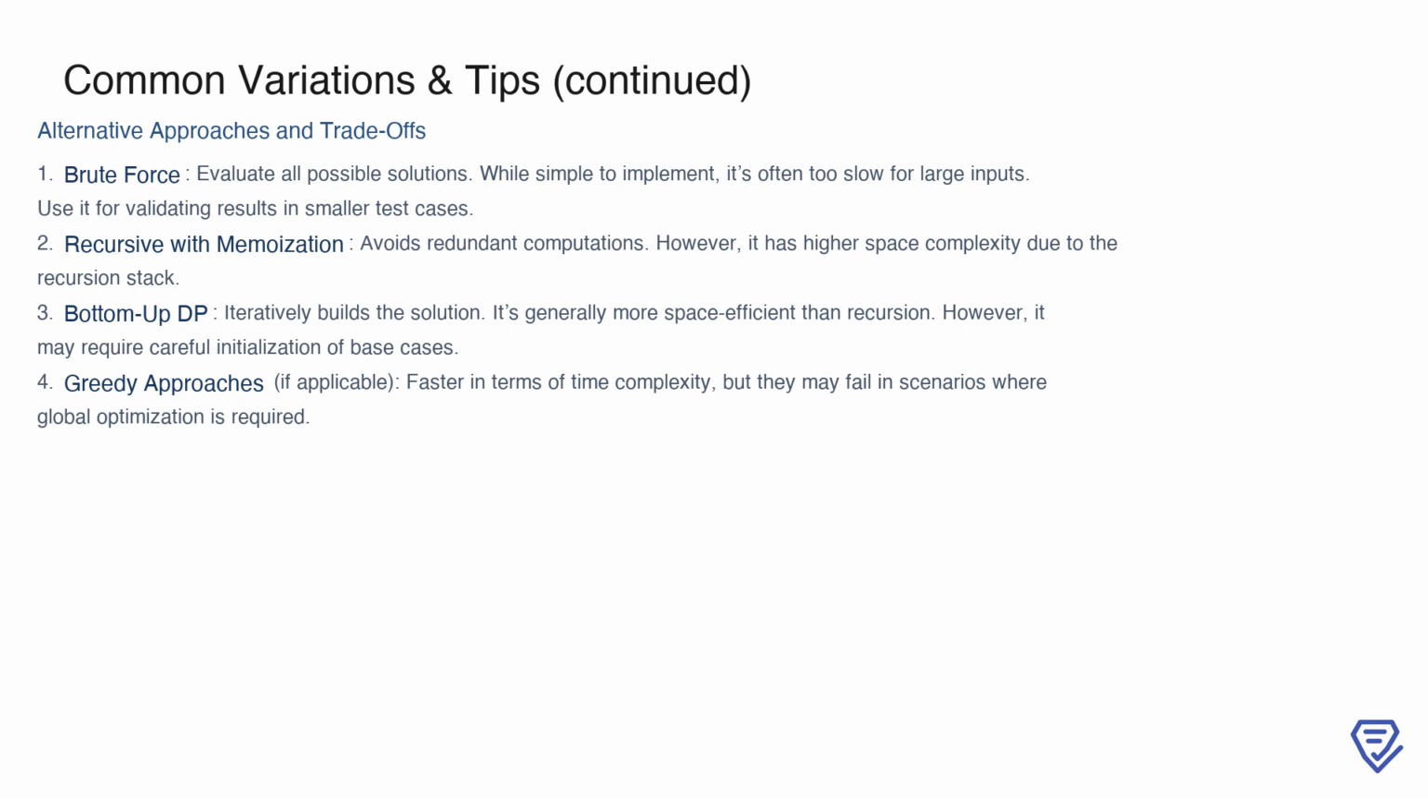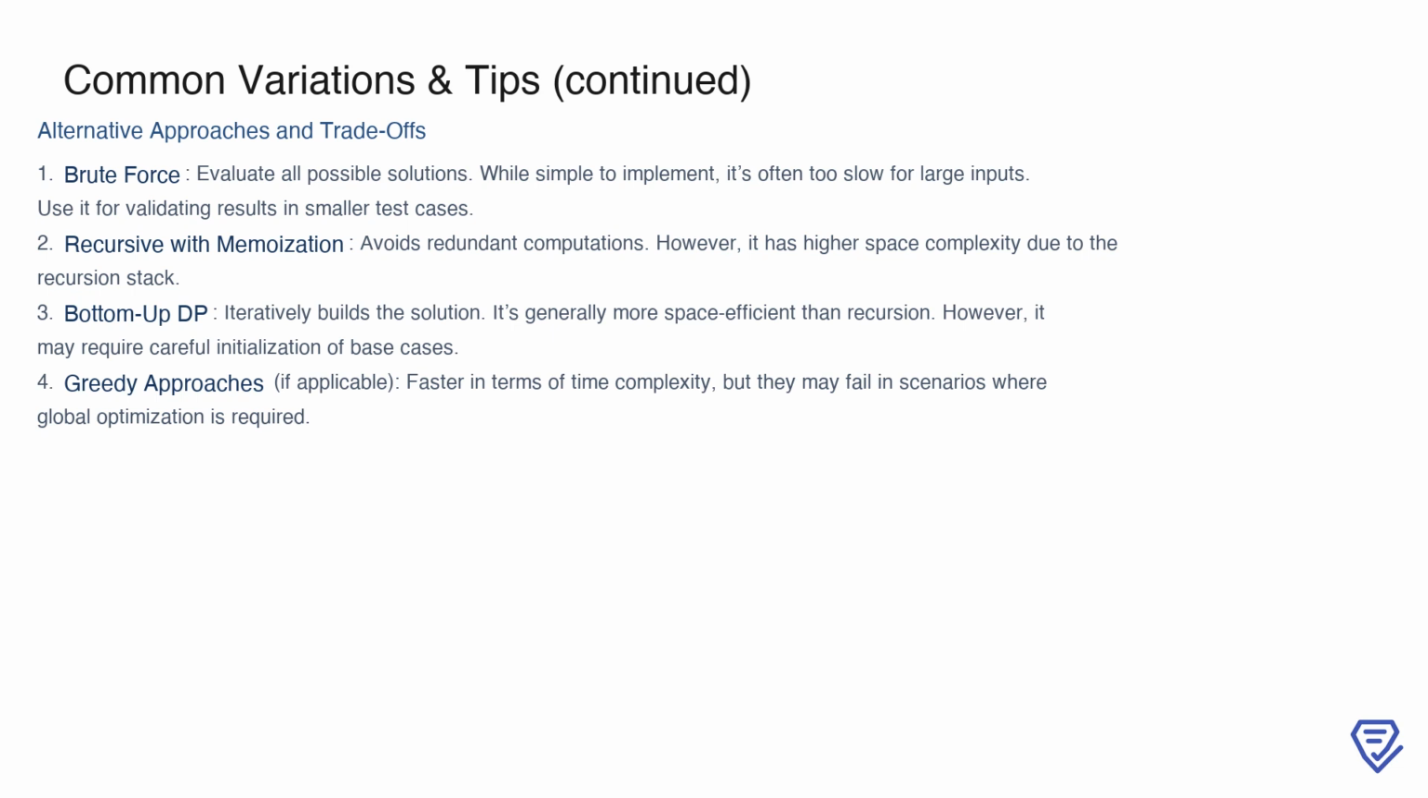Recursive solutions with memoization are another option. They avoid redundant computations and are easier to write for some problems, but they come with higher space complexity due to the recursion stack. Bottom-up dynamic programming, on the other hand, builds the solution iteratively and is generally more space-efficient since it avoids recursion. However, it requires careful initialization of base cases to work correctly.